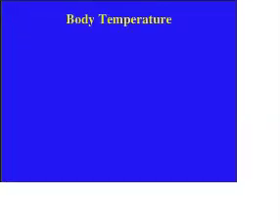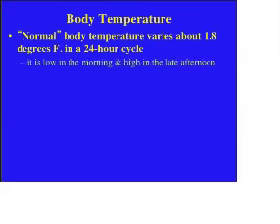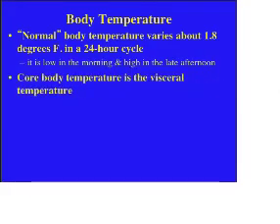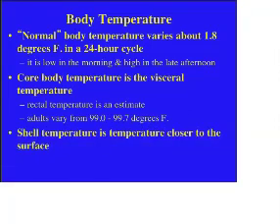Okay, body temperature. Normal body temperature varies about 1.8 degrees Fahrenheit in a 24-hour cycle. It's low in the morning and high in the late afternoon. Core body temperature is called the visceral temperature. This will be the temperature of the internal organs. Rectal temperature and axillary temperature can be used as estimates. Adults vary from 99 to 99.7 degrees Fahrenheit in these temperature variations.